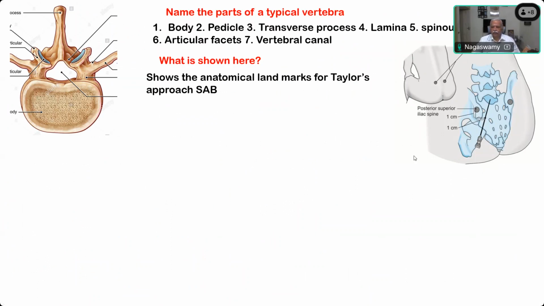Here the needle is going from here. It is entering the space between L5 and S1, that is the sacral origin. So what are the indications for this approach, Taylor's approach? When will you do this?